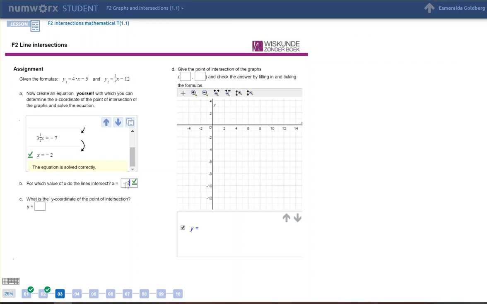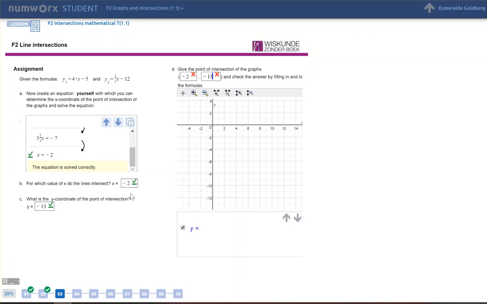A half times minus 2, that's minus 1. And minus 1 minus 12 is minus 13, I believe. Let's check. Yeah, that's correct. So minus 2 and minus 13 are the coordinates of the point of intersection, which can be filled in here. And for some reason, don't ask me why, it doesn't count it as correct anymore. And it will continue to do that throughout the rest of the exercises.